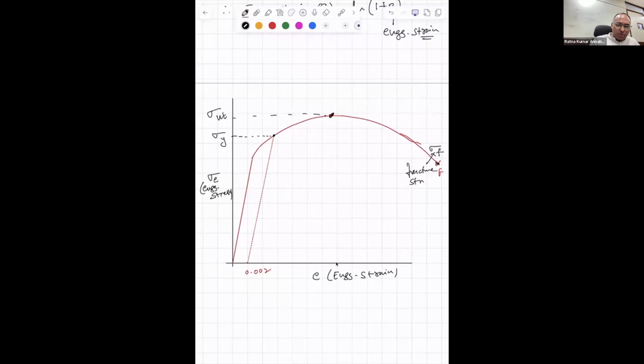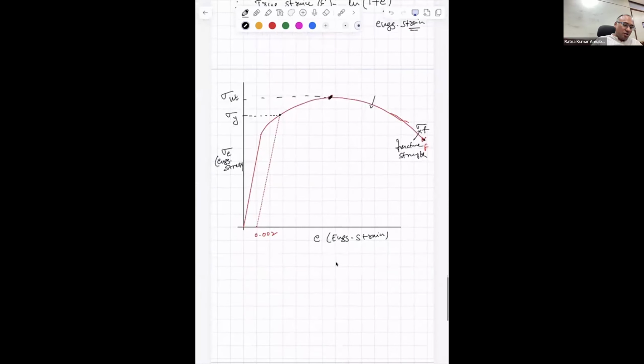Many times we don't talk about this; we will only talk about ultimate tensile strength. The fracture strength comes later. We are not interested in what happens to the material after this, because once it reaches ultimate tensile strength, the material is already damaging, and hence we are not interested in it anymore. Now let us try to carefully understand this diagram.